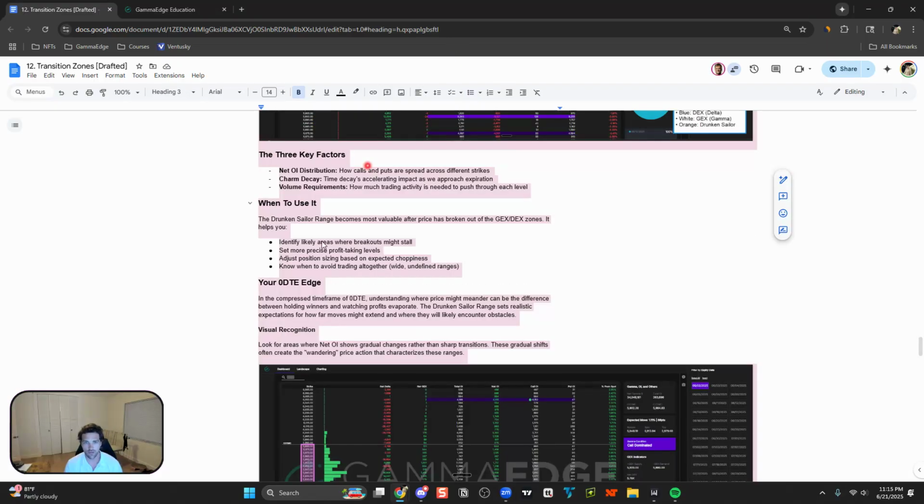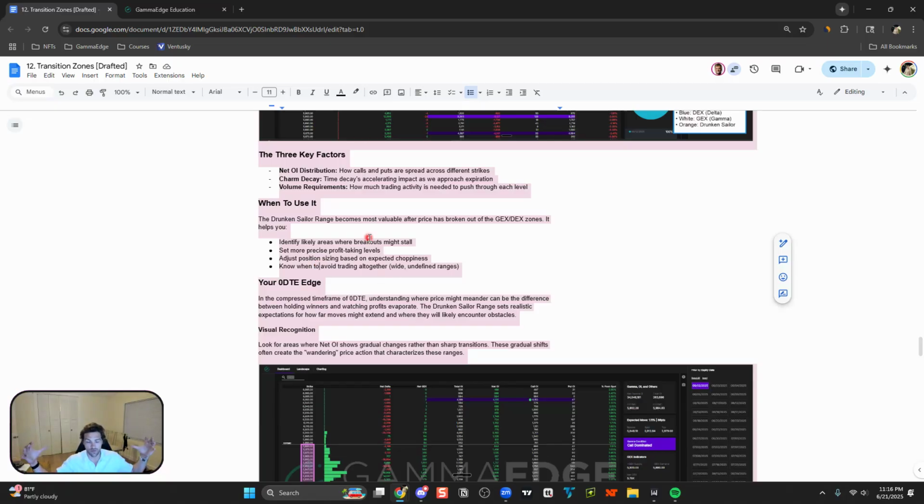And so when to use the Drunken Sailor zone? Well, this is most valuable after price has broken through the GEX and the DEX zone, as it helps you identify likely areas where breakouts may stall and set more precise profit target levels. Both of those are able to help you with your risk management and position sizing, and then understanding when to avoid trading altogether.